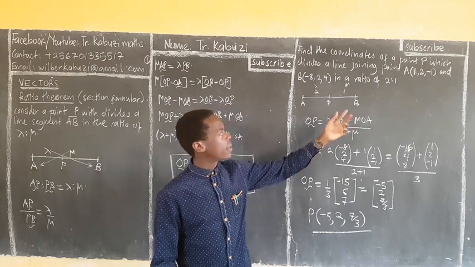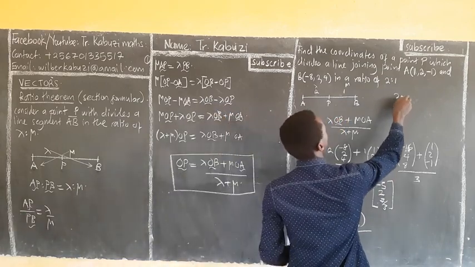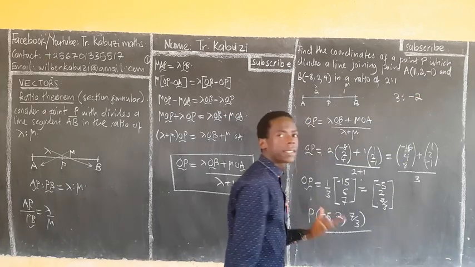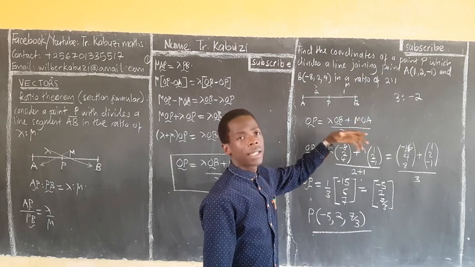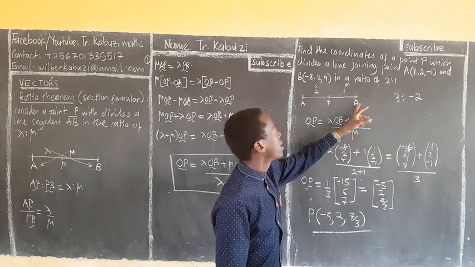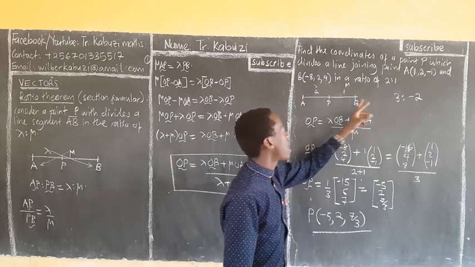Even if this was 3 to negative 2, you just put this as 3 and this as negative 2. You add them, then this will multiply the last, and then this will multiply the first.